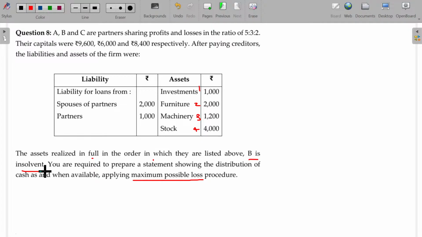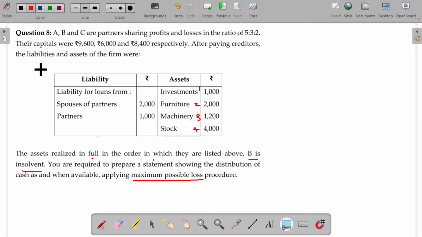If any one of the partners is insolvent, then definitely Garner versus Murray will be applicable. Garner versus Murray means automatically it's the maximum loss method. If the question is clearly stated, then no problem. If it is not so, we have to be double cautious. A, B and C are partners sharing profits and losses in the ratio of 5:3:2, and their capitals are these respectively, after paying creditors. Creditors are already paid. Is that okay?